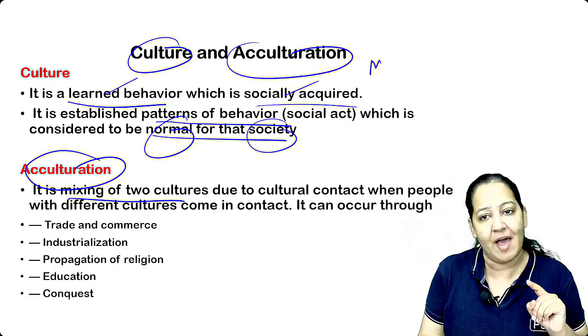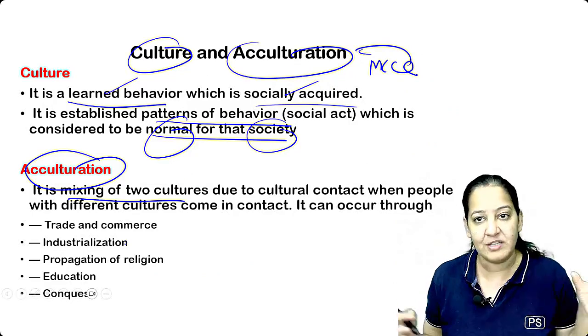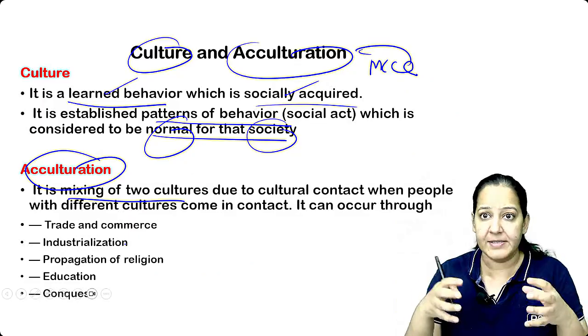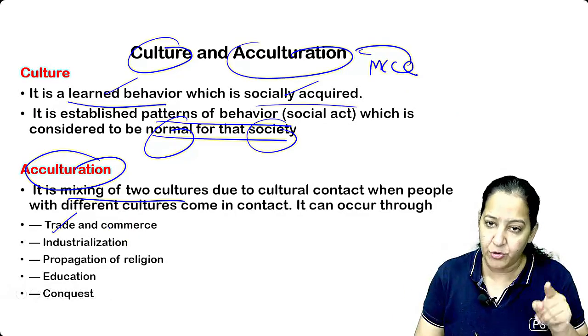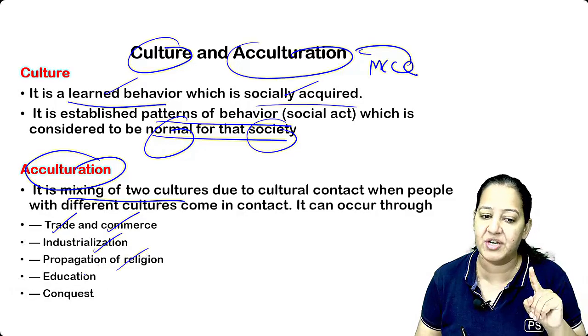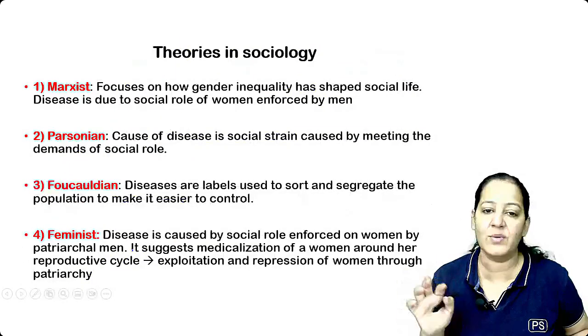It's an MCQ. What is acculturation? Mixing of two cultures together. Maybe due to intercaste marriages, the people are coming with two different cultures and they are mixing. Maybe due to trade, commerce, industrialization, propagation of the religion, education, or conquest, the two cultures can be mixed together. That is known as acculturation.